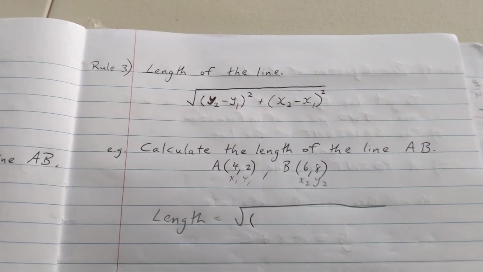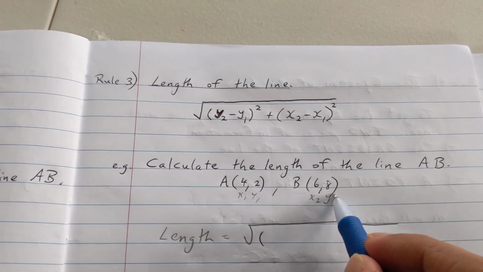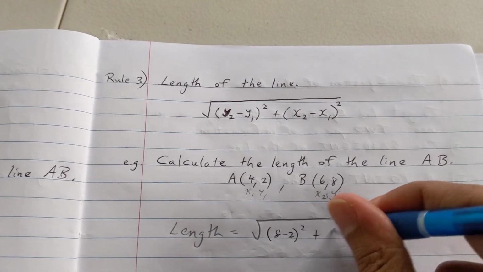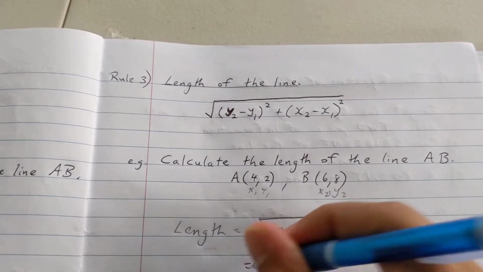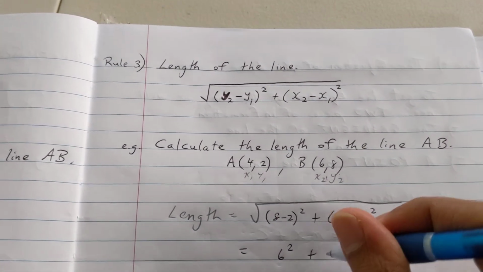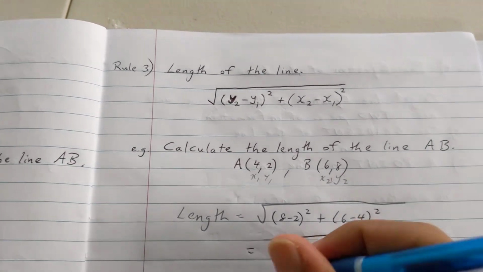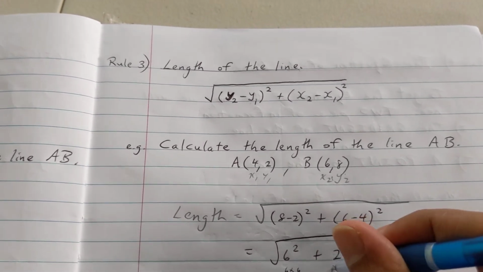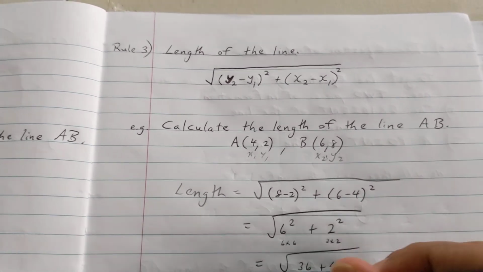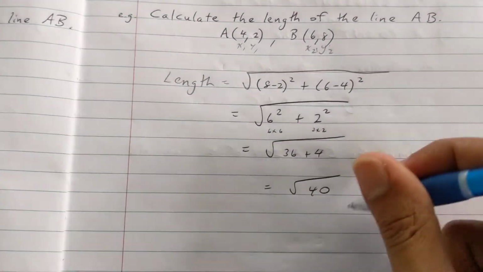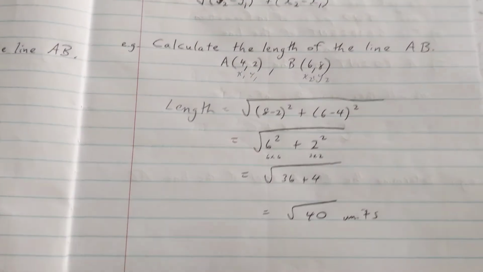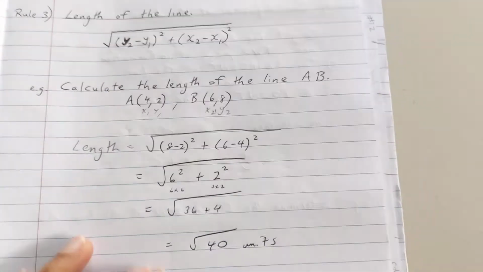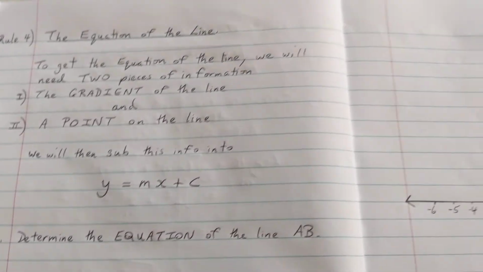It will be, again, watching the formula there, same parts for the gradient if you notice, y2 minus y1, so 8 minus 2 squared plus x2 minus x1, 6 minus 4 squared. 8 minus 2 is 6 squared, plus 6 minus 4 is 2 squared. Squared means multiply by yourself, so 6 times 6 is 36, 2 times 2 is 4, so my answer is root 40 units. If you want, you could find the decimal answer for that. It'll be 6 point something.